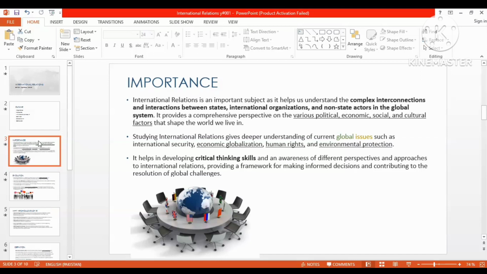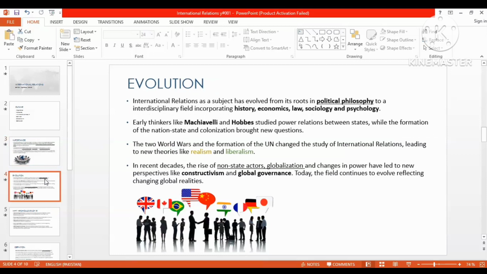So, international relations as a field is more important in today's world because there are several factors which make us a globalized community and we live in a global village. So, studying international relations has become more important as compared to the past. Then we have the evolution of IR, how the IR subject evolved.